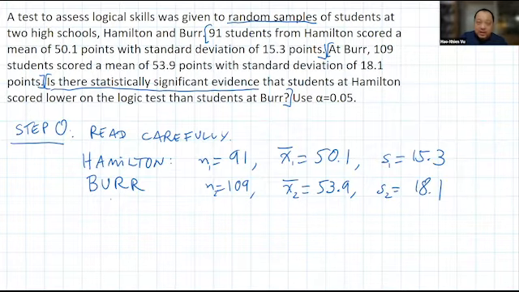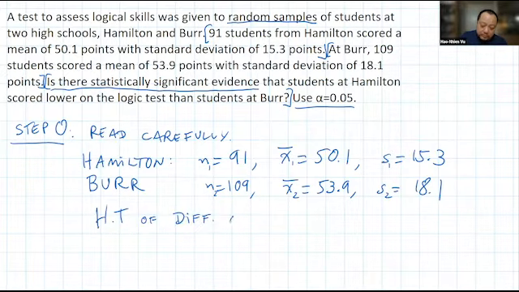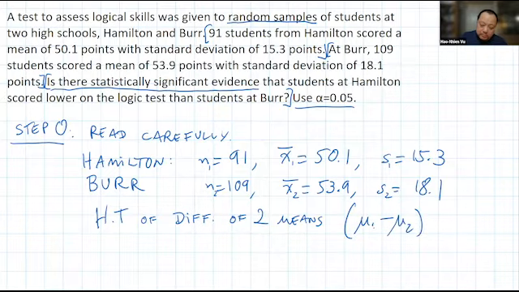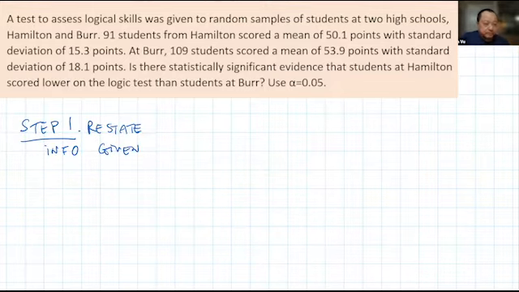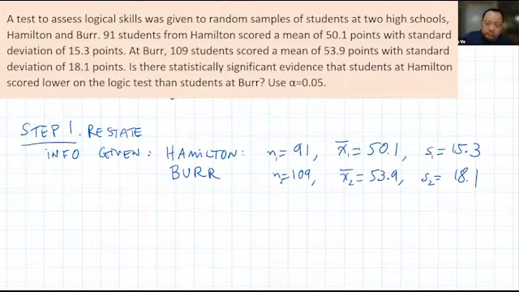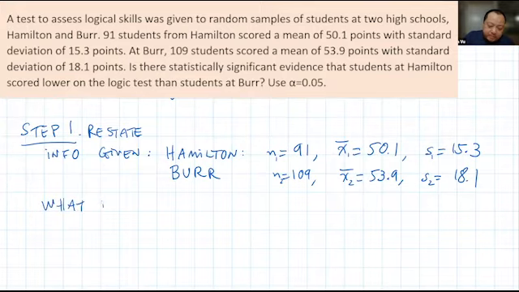Hypothesis test needs a significance level, needs an alpha. Here it is in the last sentence. That's our step 0. Now, step 1, restate. The information given, I already had it up there, so let me go get it and copy and paste. What is asked is to compare 2 independent means.